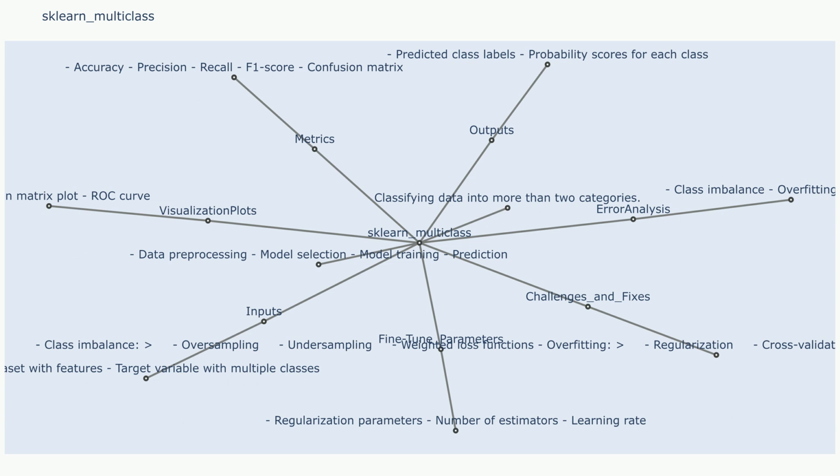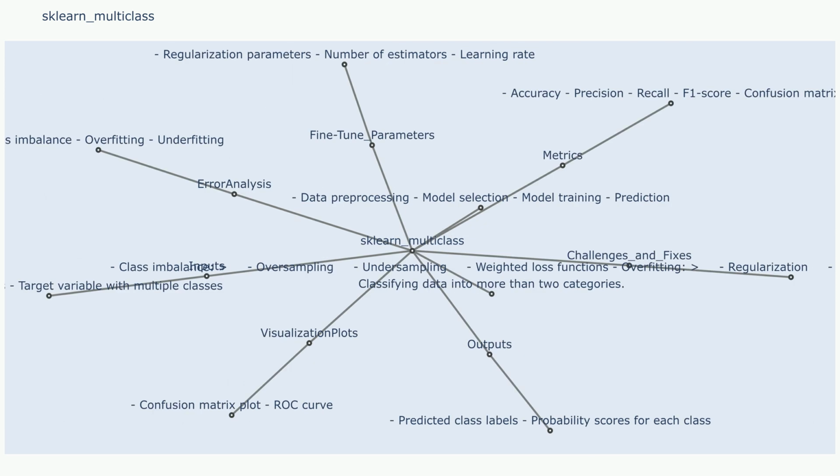Fixes to challenge 1. Use regularization techniques, such as L1 or L2 regularization, to penalize complex models. Employ cross-validation to evaluate the model's performance on unseen data. Consider reducing the number of features or using feature selection techniques to simplify the model.